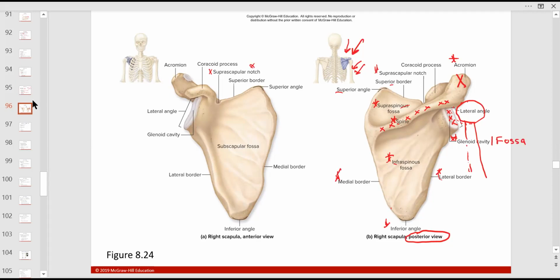Okay, so know the medial border, know the lateral border, know what's lateral, what's medial from the posterior view. Now the anterior view is a little simpler. Now remember, this is the right scapula. So you can see the glenoid cavity is always lateral. So the humerus is going to articulate laterally.